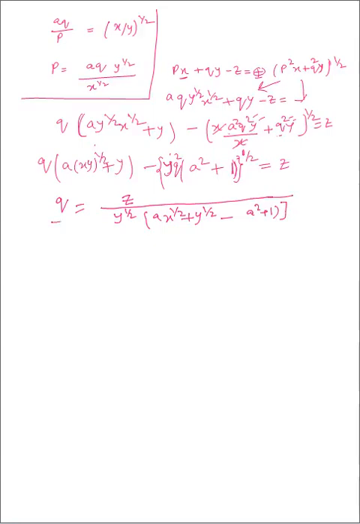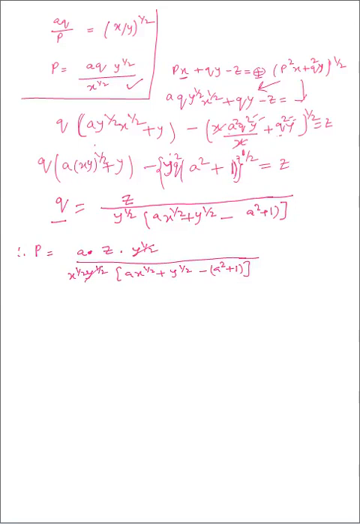Now this value of q we put in this p. So p is equal to a times z upon y to the power half, a x to the power half plus y to the power half minus a square plus 1, and q is z upon that into y to the power half x to the power half. So this will cancel out.